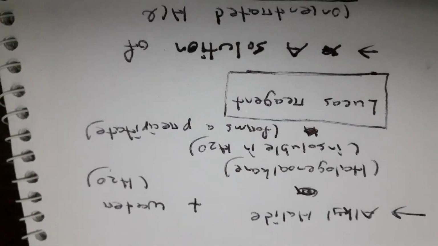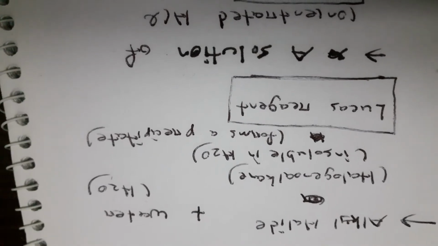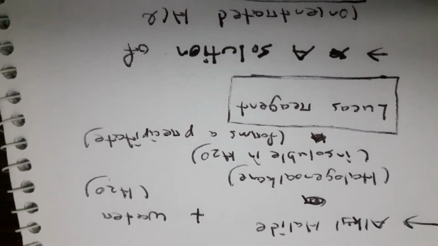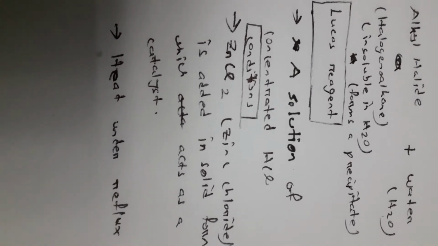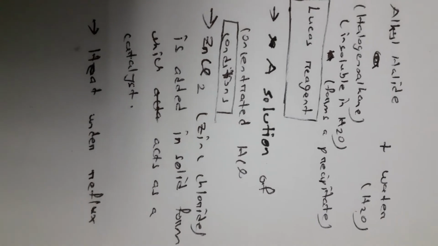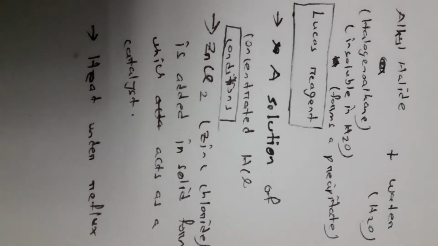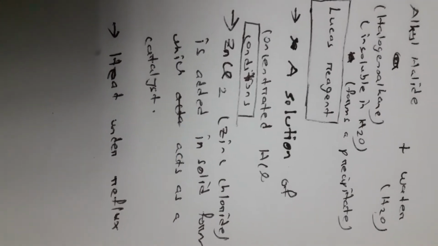The reagent that we use for this test is called the Lucas reagent, and it is a solution of concentrated HCl or hydrochloric acid. But it also needs certain conditions. Number 1, solid zinc chloride has to be added to the reaction mixture and it acts as a catalyst. Number 2, heat under reflux.